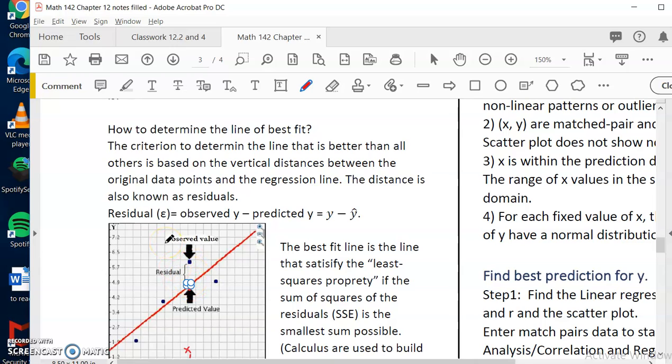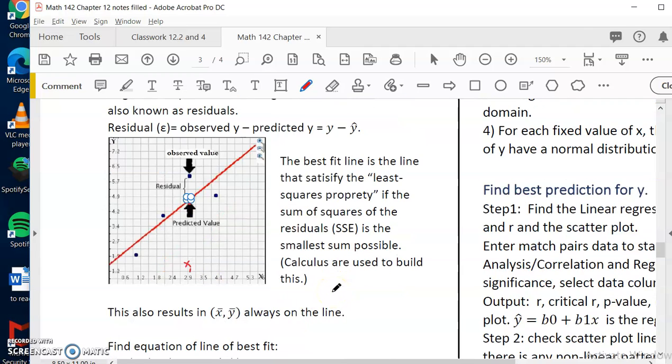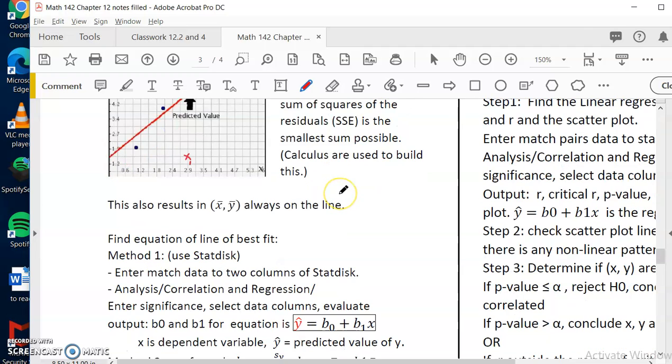And the best fit line is the line where the sum of squares of all these small vertical differences is the least. You square them, add them together, and the best fit line has the smallest sum of squared residuals possible. So calculus is used to build this so that you know there is only one line. And it turns out that this line always passes through x bar and y bar.